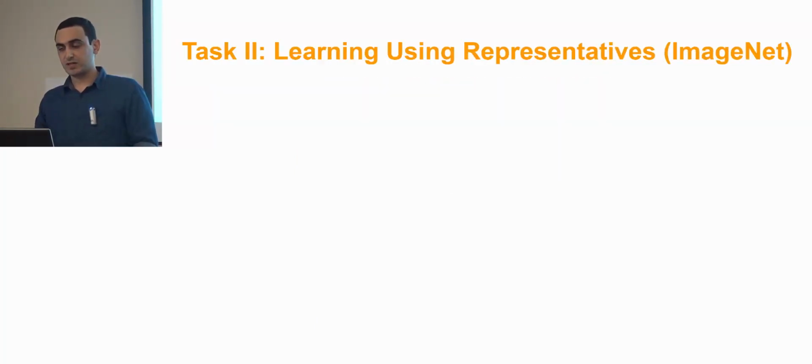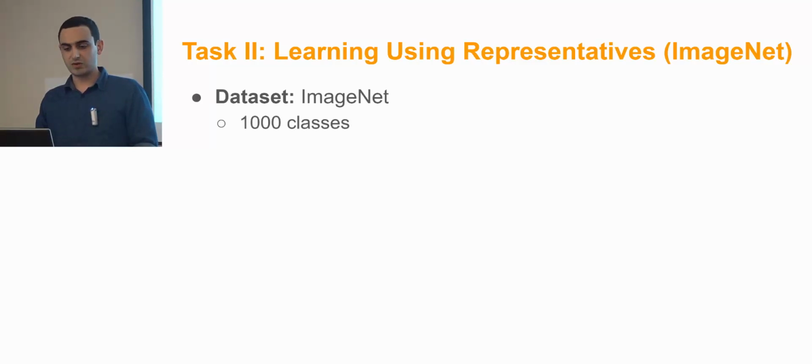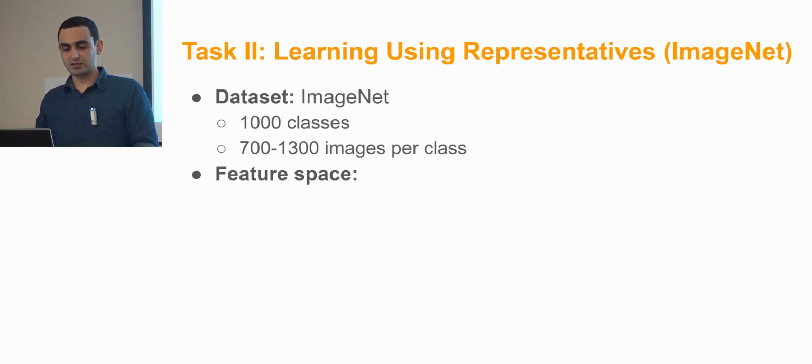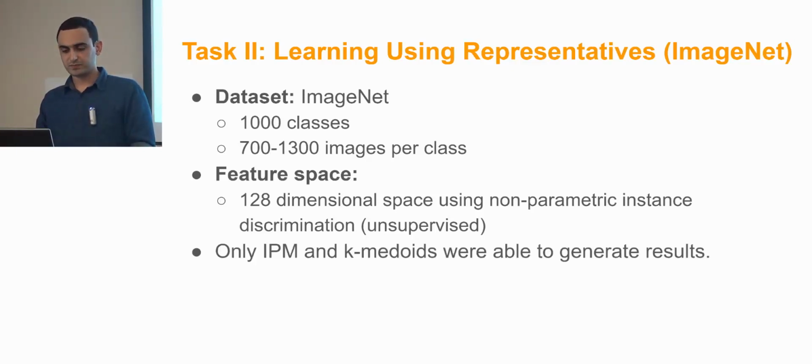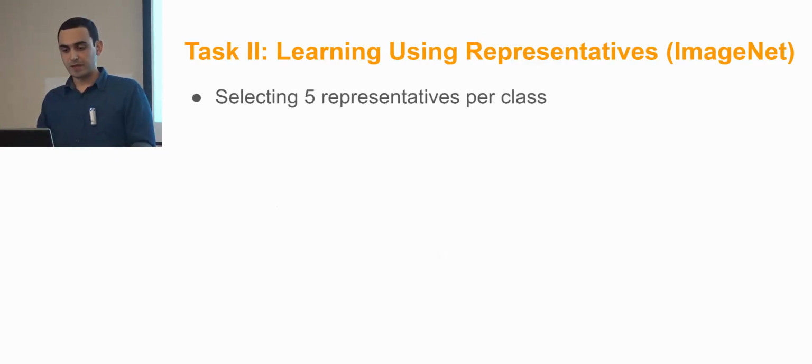So we also performed this task on ImageNet. ImageNet, as you know, has 1,000 classes, and each class has around 1,000 images. For the feature space, we used non-parametric instance discrimination, which is an unsupervised method, so our feature space does not contain any label information. Also, because of the size of the data set, DS3 failed to generate any results, and just IPM and k-method were able to generate results in tractable time.